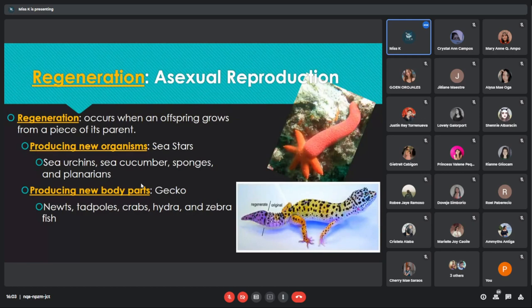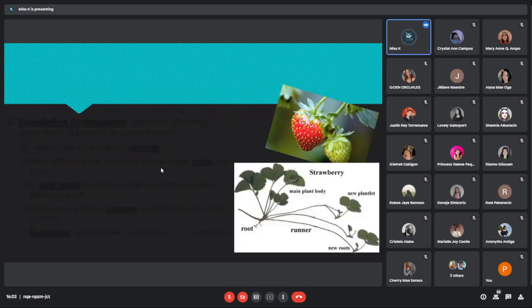And then there is regeneration in the sense that it creates another organism, like sea stars, sea urchins, sea cucumbers, sponges, and planarians. For example, the sea star has 1, 2, 3, 4, 5, 6 pointy fingers. It will cut off one of its fingers, and then that one finger will grow into another sea star. The same goes with sea urchin. It will cut off one part of itself, and that part will grow into another sea urchin. So that's their means of propagation.